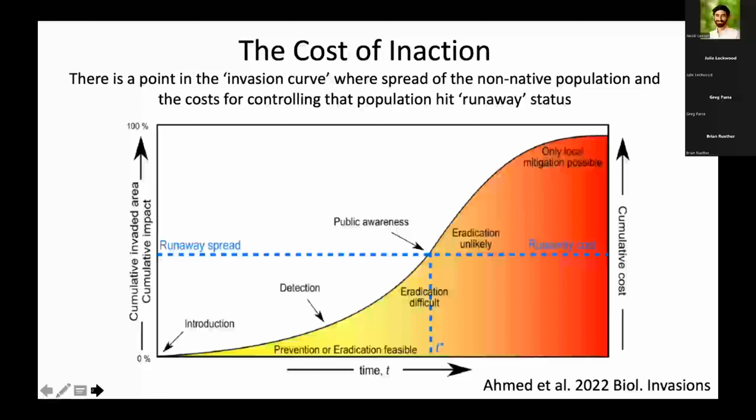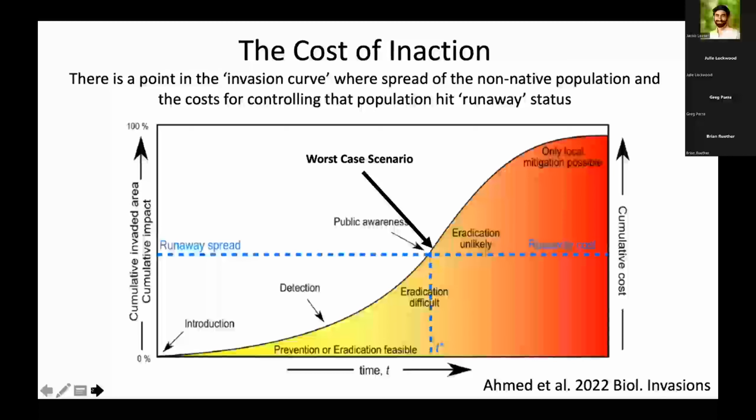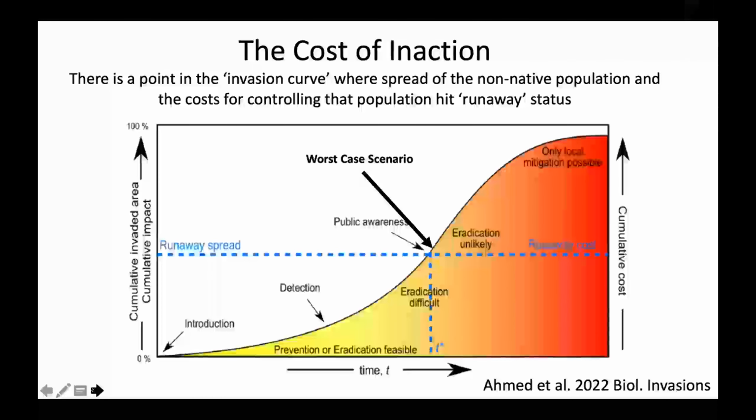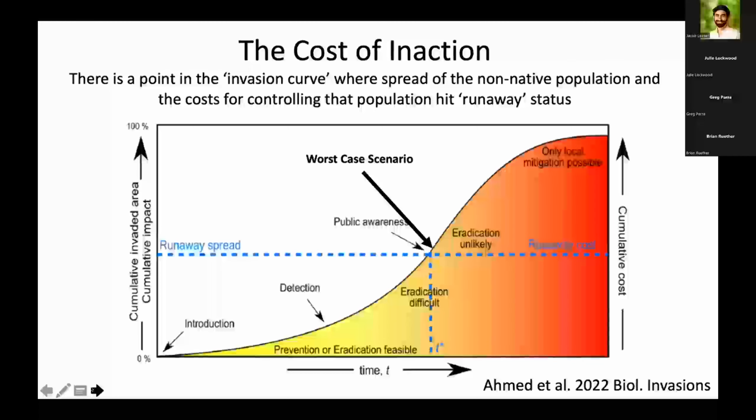The key in terms of eDNA and some things I'll talk about today is that detection point. The authors here put the detection point well below that point of runaway spread or runaway cost, but that of course varies by species and by habitat and everything else. So this is the worst case scenario: you don't detect it until you're past the point of runaway spread or runaway cost. Unfortunately, I think we're often in that situation with invasive species, but we don't really know how often. I worry that we're regularly there.